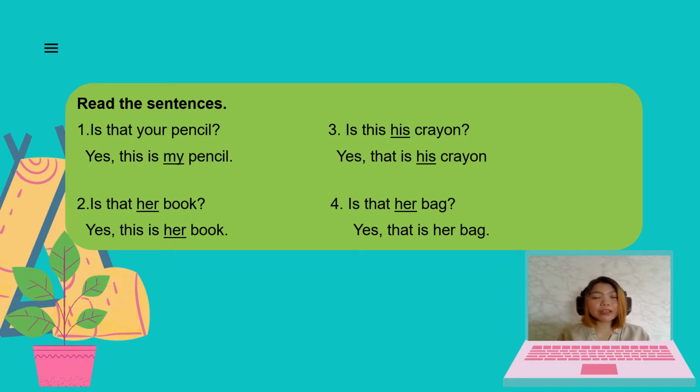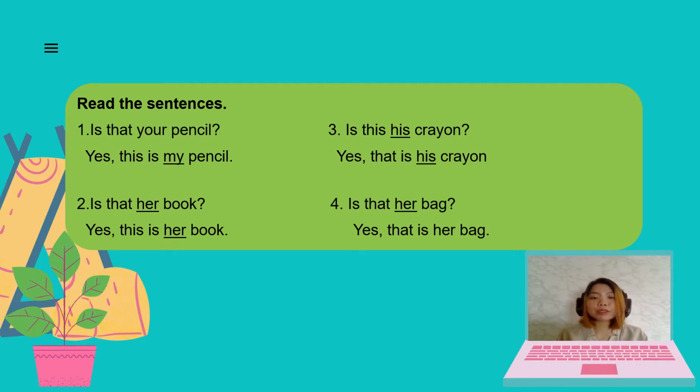Now, children, for our first task, let us read the following sentences and notice how the underlined words are used in sentences. Are you ready? Now, let's go. Let us read the following sentences. Sentence number 1. Is that your pencil? Yes, this is my pencil.